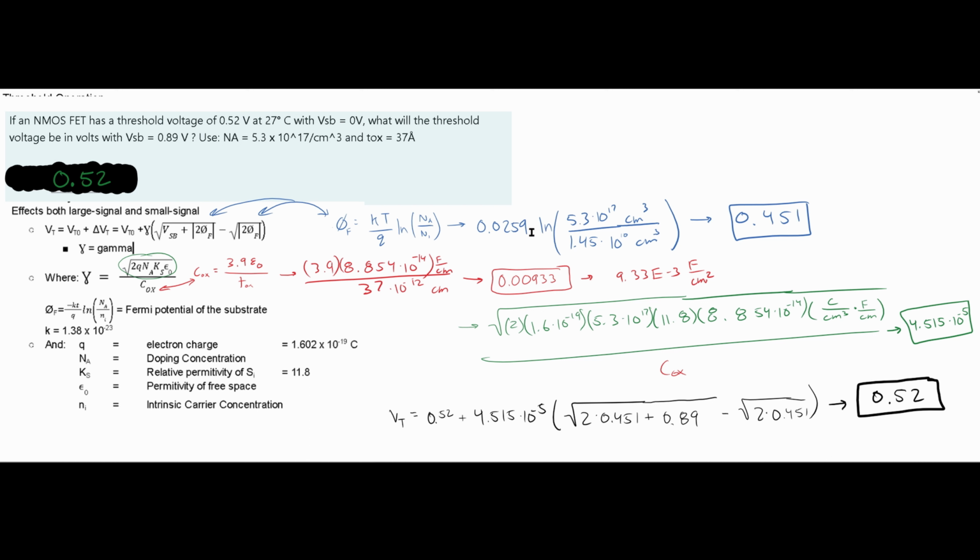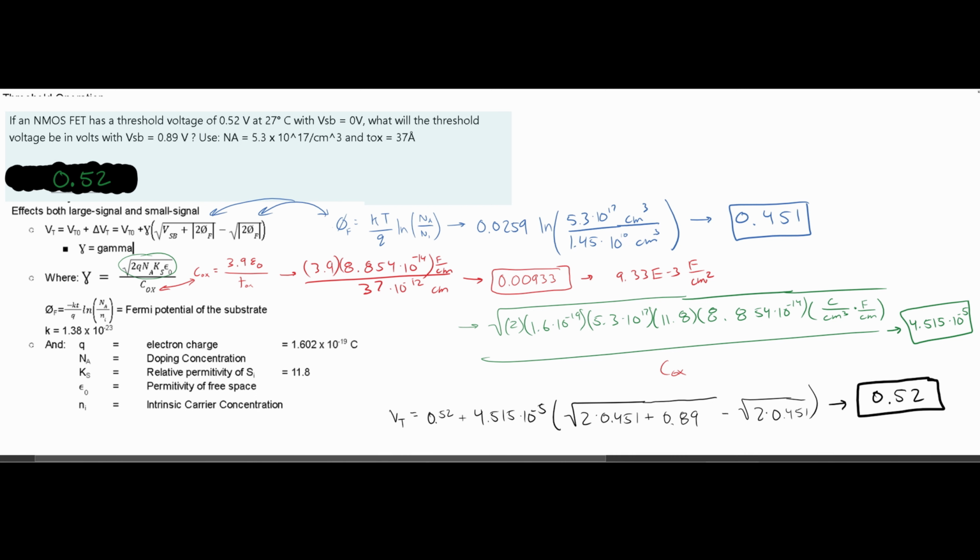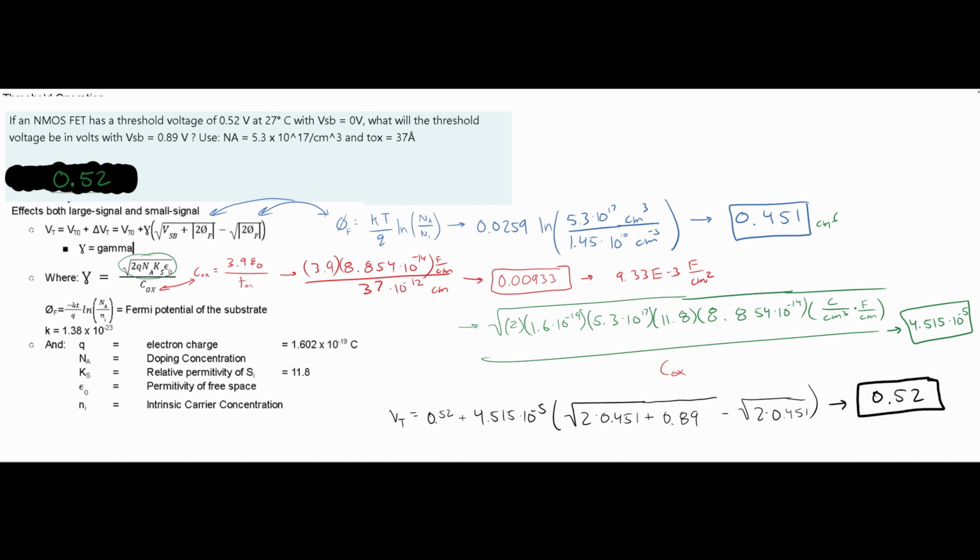Then you have your ln. Your Na is given to you in the problem. Your Ni is a constant of 1.45 times 10 to the 10 per cubic centimeter, so I believe it should be negative 3. We're going to get a 0.451 from here. This should be like centimeters to the 6, I believe. Now, with all that information, we can go ahead and do this last part.